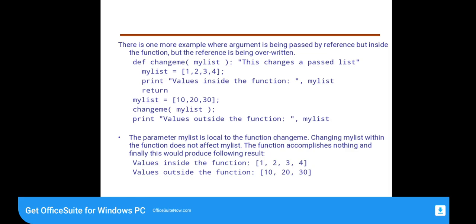There is one more example where the argument is being passed by reference but inside the function the reference is being overwritten. So here def is a keyword, change me is a function name, mylist is an argument. This changes a passed list. So the argument is passed by value.